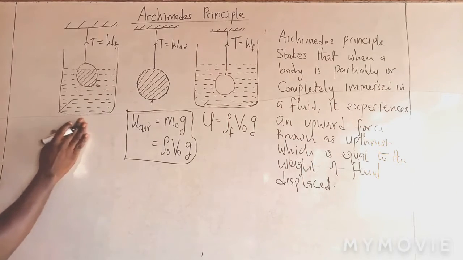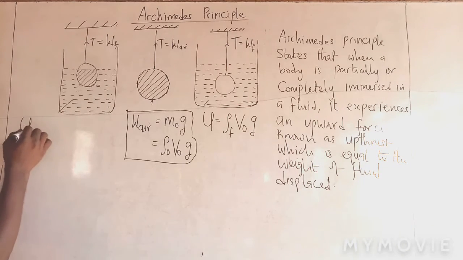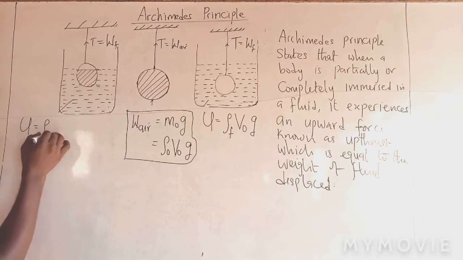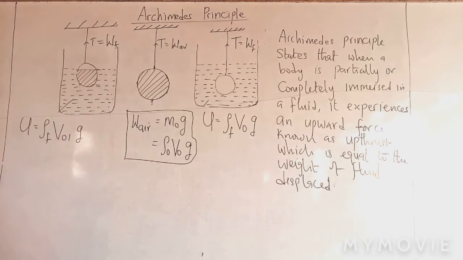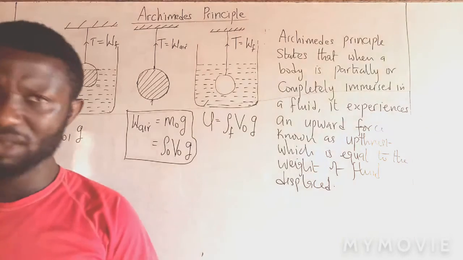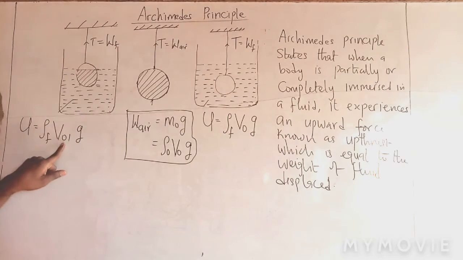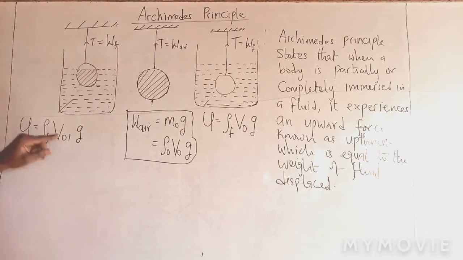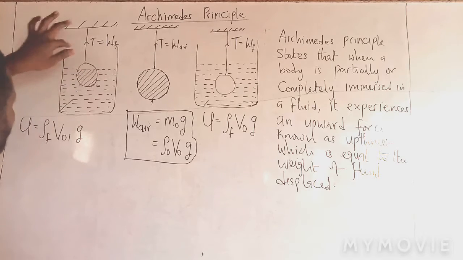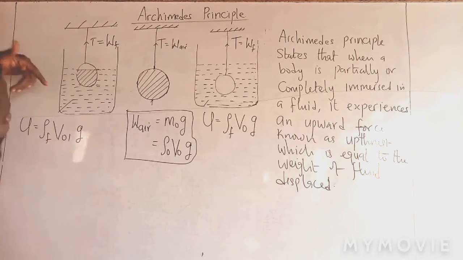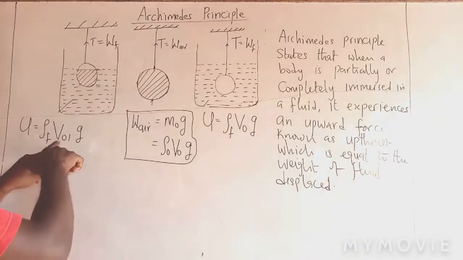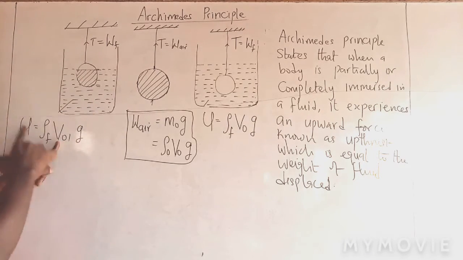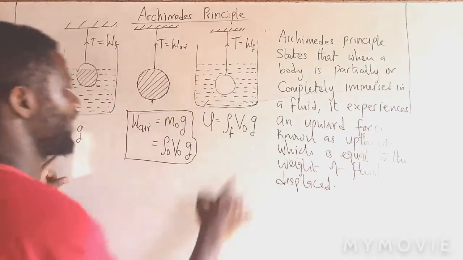Now here we have upthrust equals density of fluid, volume of object immersed, multiplied by acceleration due to gravity. Why are we using volume of object immersed here? Not all the part of the object is immersed in the fluid. Therefore, the volume of object immersed is always less than the volume of object.